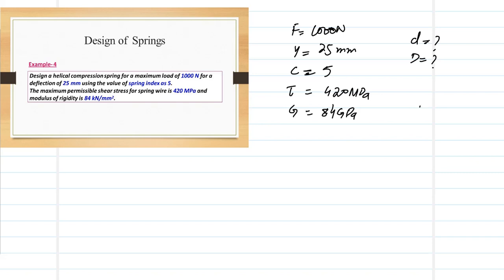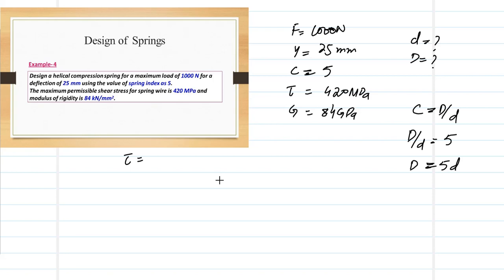Okay, which means that C is capital D by small d. So capital D by small d is equal to 5. So you know that capital D is 5 times the small d. Clear?